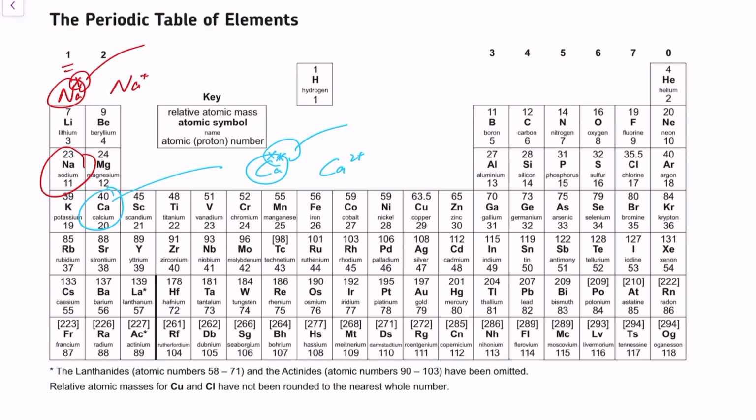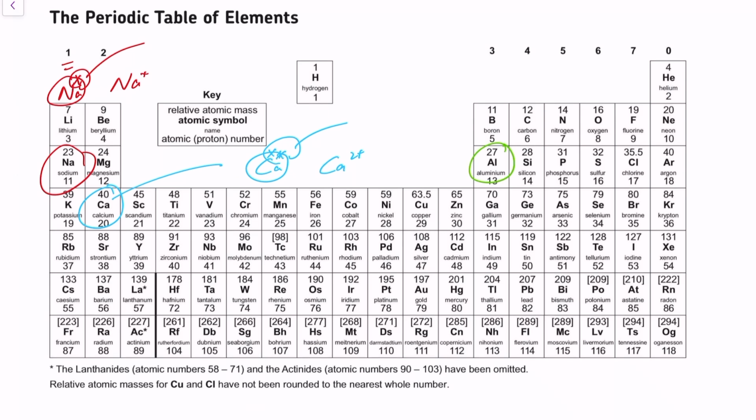I thought we can talk about aluminium. Aluminium has 3 electrons in its outer shell, and it's going to look like this. 1, 2, 3. Exactly the same problem as before.